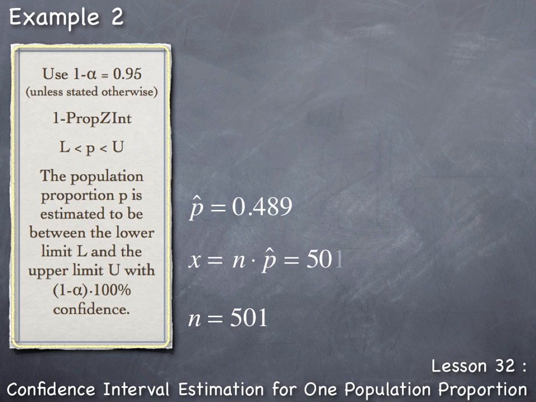So we take our n of 501, multiply it by the p hat, 0.489, and it equals 244.989. But x is a frequency or a count, and as such, it has to be discrete, a whole number only. So the 244.989 is just an approximation. That's due to the sample proportion p hat was rounded off, so it introduced some round-off error in this calculation. So we need to round off the x to the nearest whole number. In this case, 245. So now we have our values, x equals 245, n equals 501.